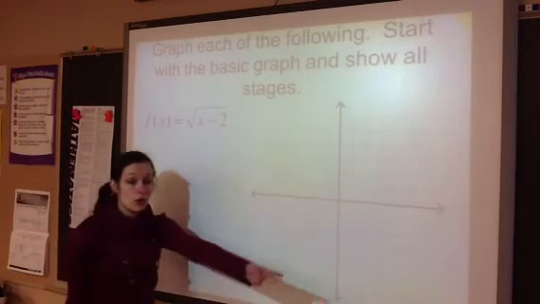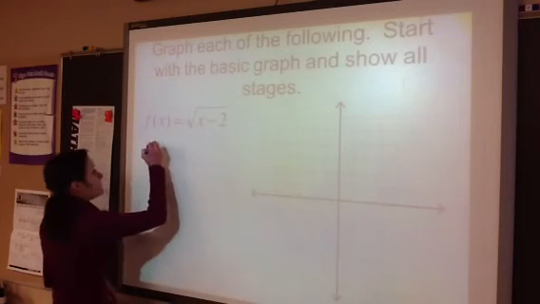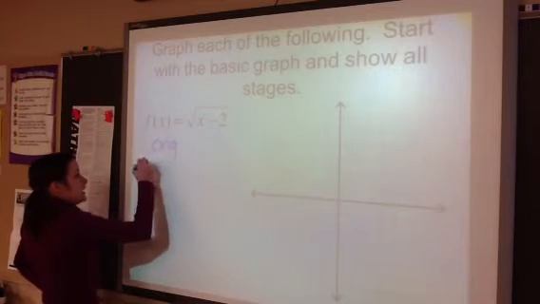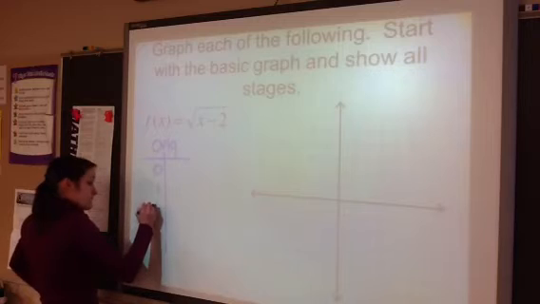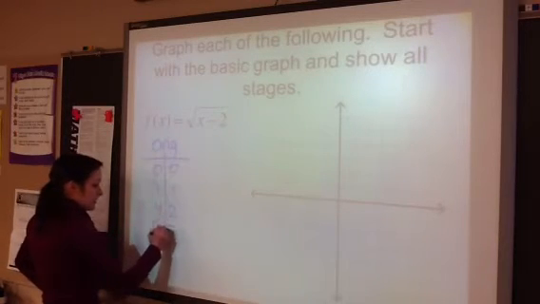Pick your original in-out table, new in-out table, and graph. So pause it, replay it. Original is the square root of x. So we have 0, 1, 4, 9. So 0, 1, 2, 3.